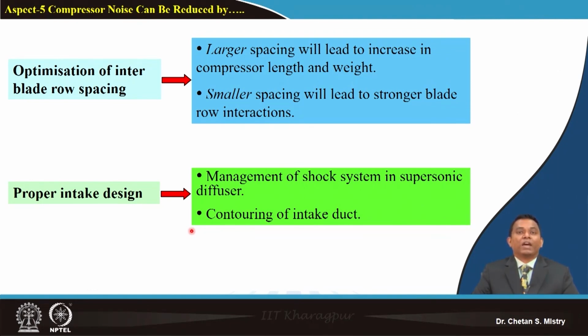So here we are stopping the discussion about the recent trends. We will continue our discussion on some of the aspects in the next lecture.